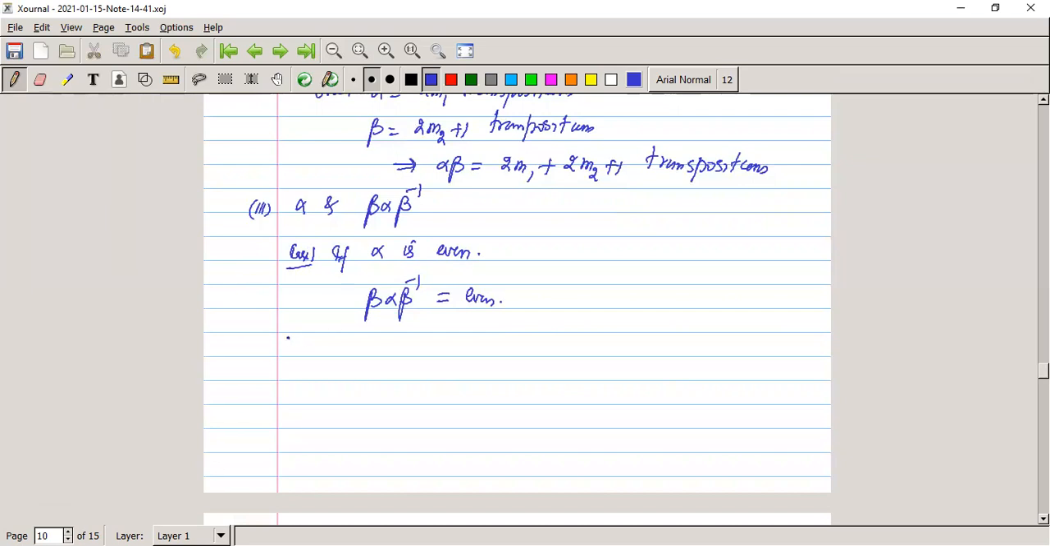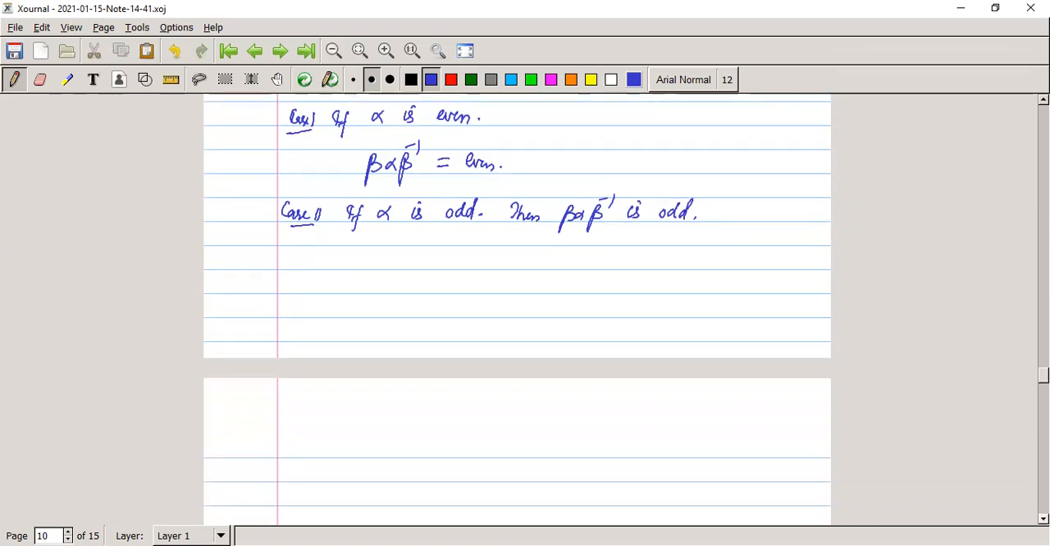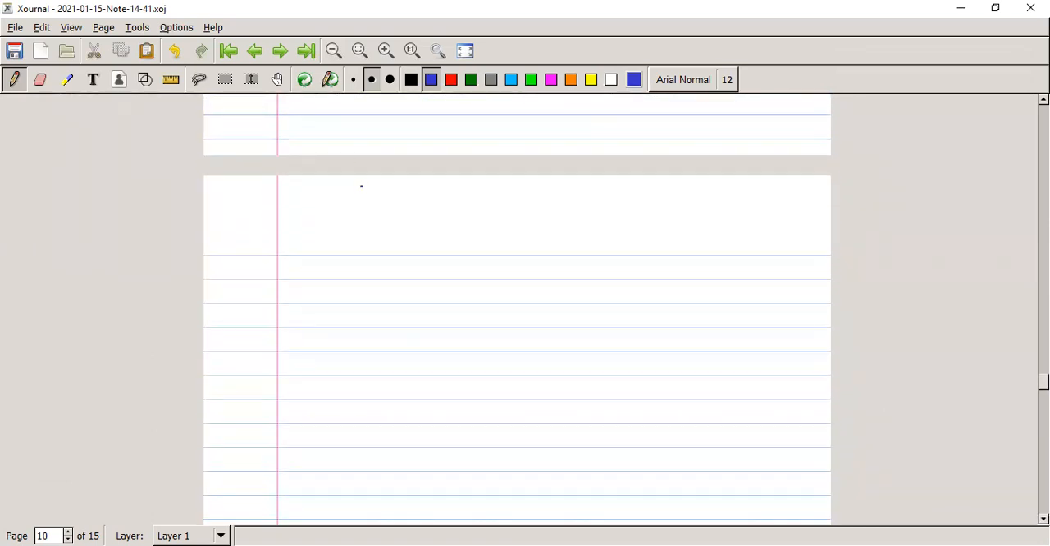And similarly case 2, if alpha is odd, this case follows similarly. Then beta alpha beta inverse will be odd. So this was some relations about the parity of the permutations.